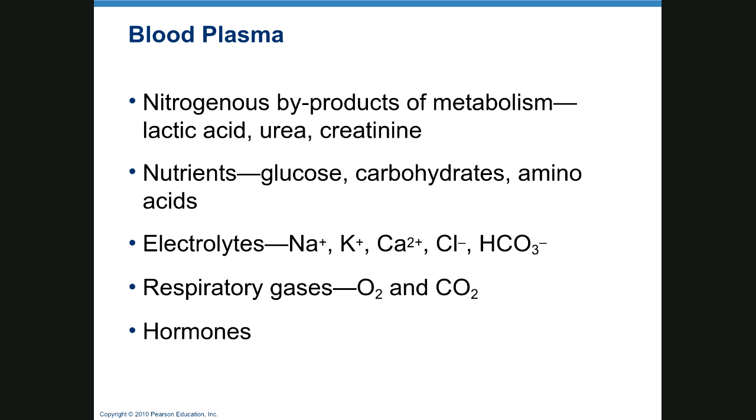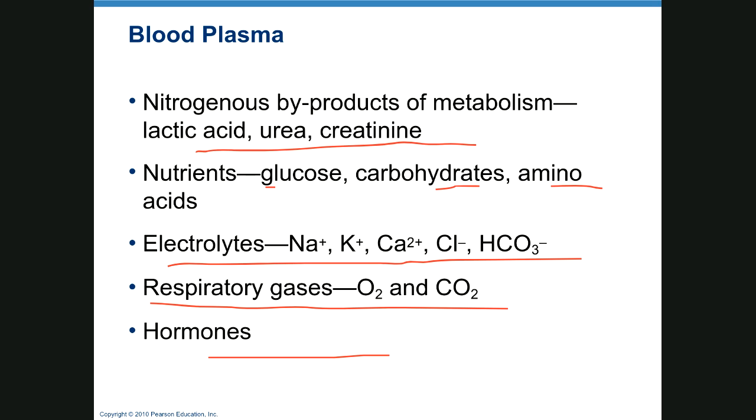Also, blood plasma carries nitrogenous byproducts of metabolism. And when we say nitrogenous, we're generally thinking about protein metabolism. It also contains lactic acid, urea, creatinine, many waste products, uric acid, nutrients, glucose, carbs, amino acids, electrolytes, sodium, potassium, calcium, chloride, bicarb, all of which have to be at exactly correct levels. Respiratory gases are transported, hormones are transported.